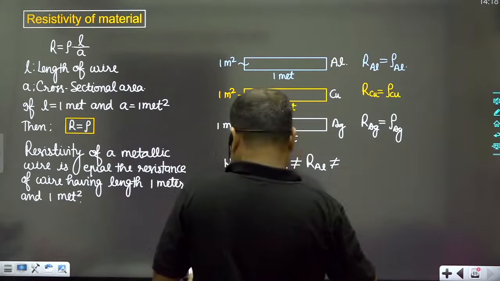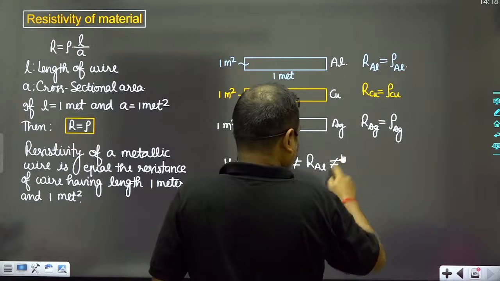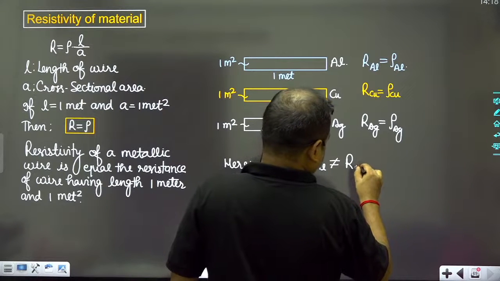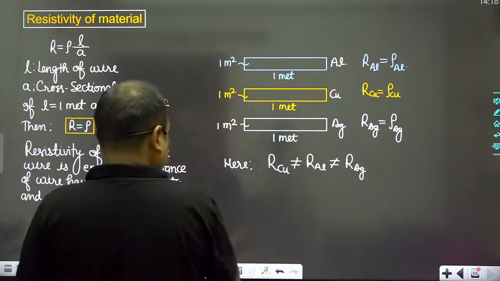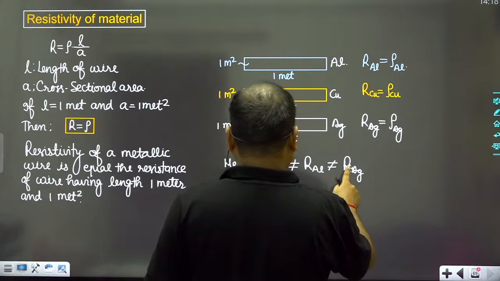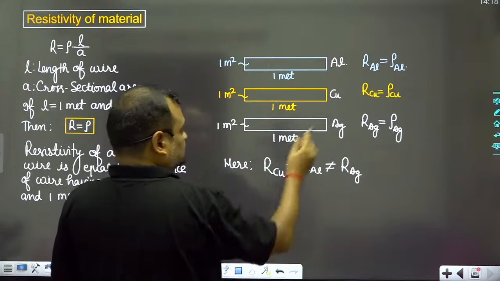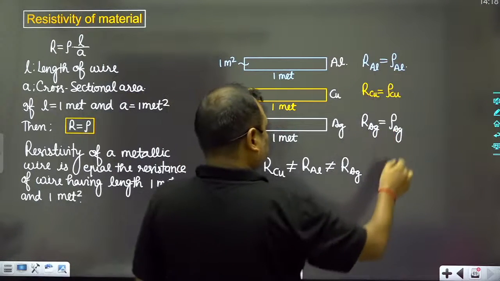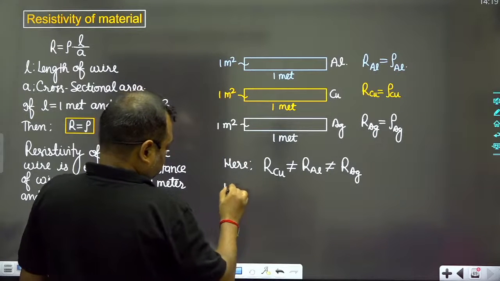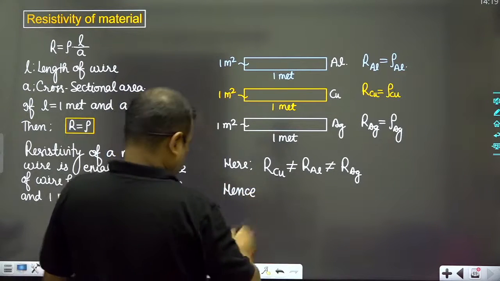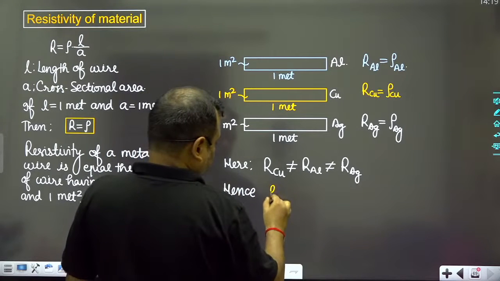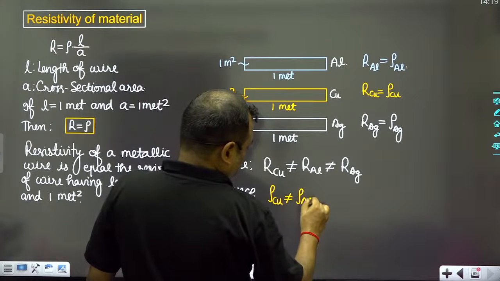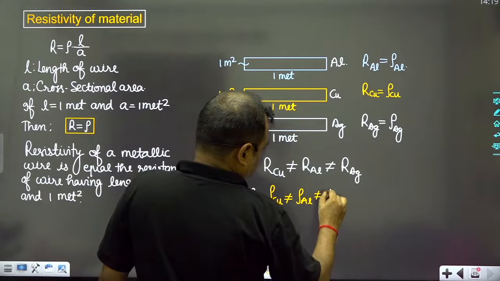This is not equal to RAG. Okay, this is not equal to RAG. So here we can see that if these three are not equal to each other, then obviously the rho will not be equal to each other. So these three will not be equal to each other. Rho Cu will not be equal to rho Al, cannot be equal to rho Ag.